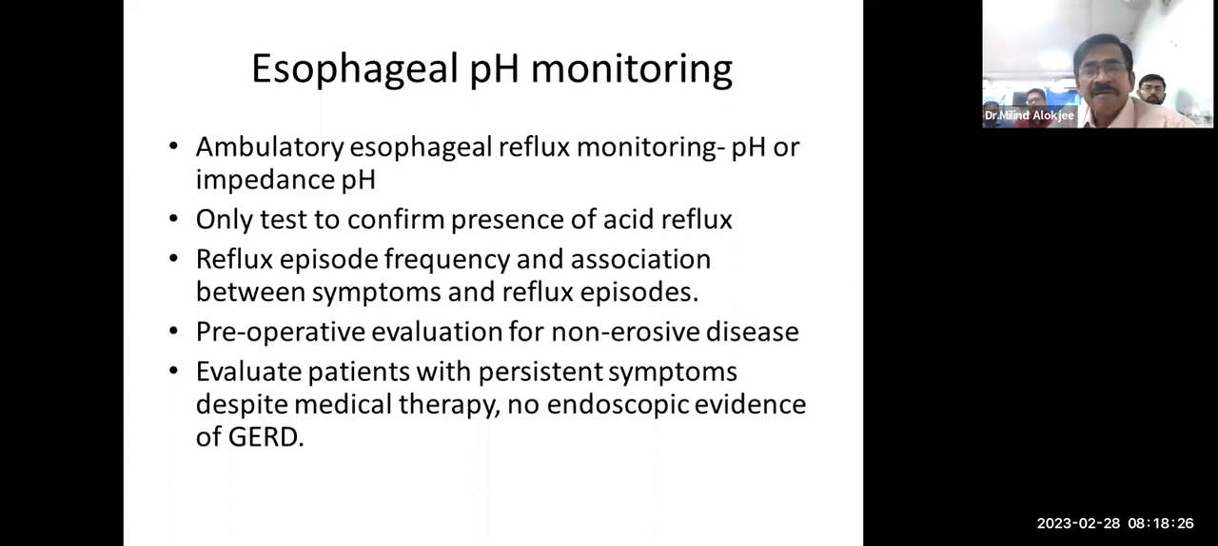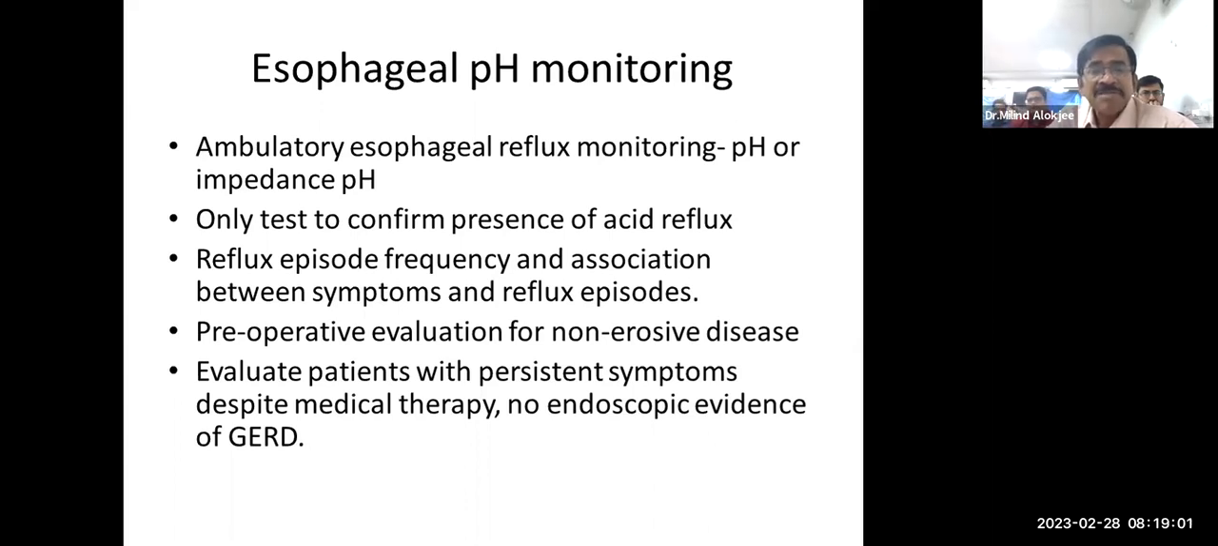Another important mode for diagnosis of reflux disease is esophageal pH monitoring. This can be either esophageal pH monitoring or impedance pH monitoring. It's the only test to confirm the presence of acid reflux. And this can give a diagnosis of reflux frequency and association between symptoms and reflux episodes. This is required for preoperative evaluation and for non-erosive disease. In non-erosive disease, there is no endoscopic evidence of reflux. Only pH monitoring will give a diagnosis that there is positive acid reflux.